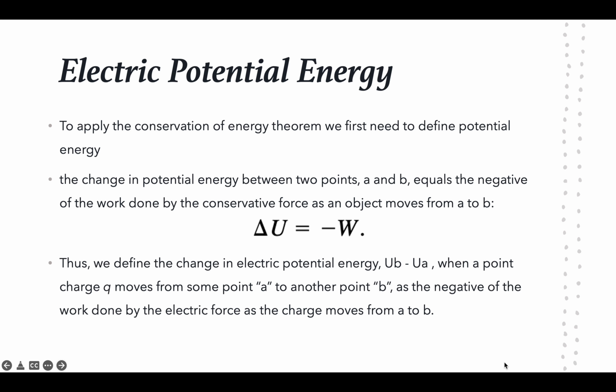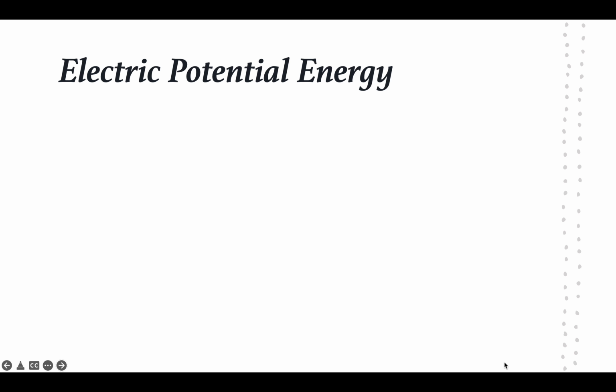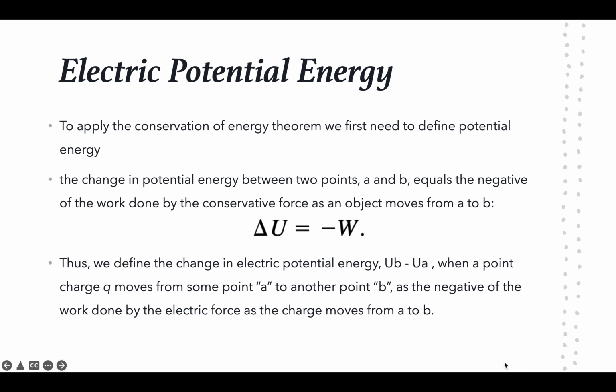In order to define electric potential energy, we see a charge move from a certain point A to another point B, and we define it as the negative of the work done by the electric force as the charge moves from point A to point B. So, in other words, work would be equal to negative F times D. Let's see if we can visualize this better.